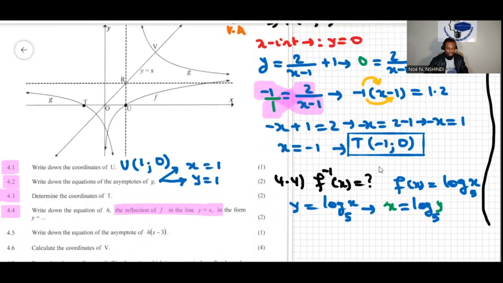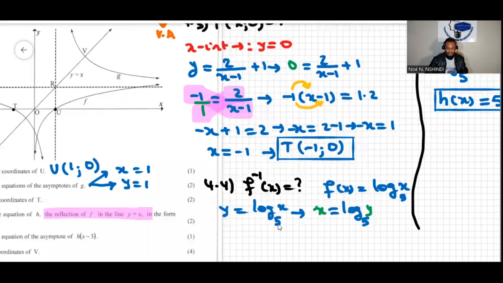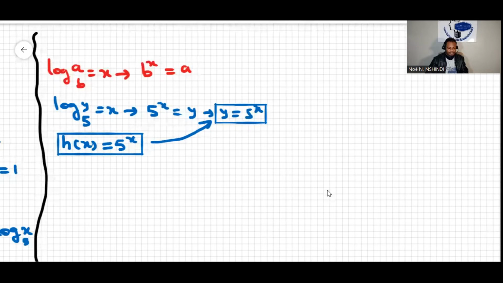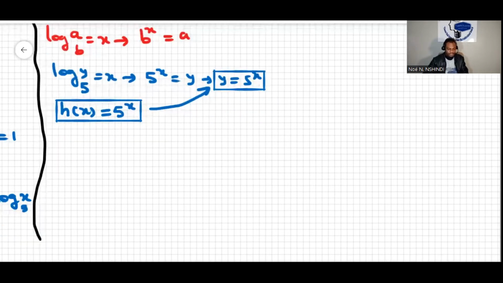The following question is question 4.5. The question says, write down the equation of the asymptotes of h minus 3. All right, so I'm gonna write here 4.5. We are looking for the asymptotes of the function h minus 3.